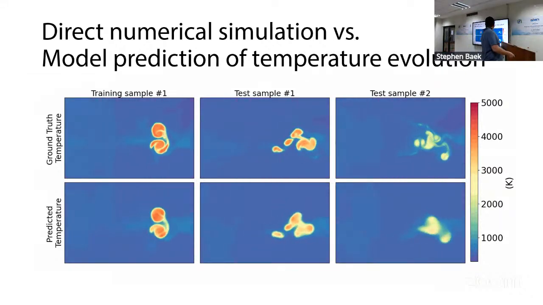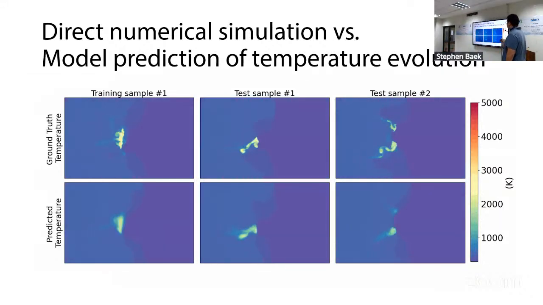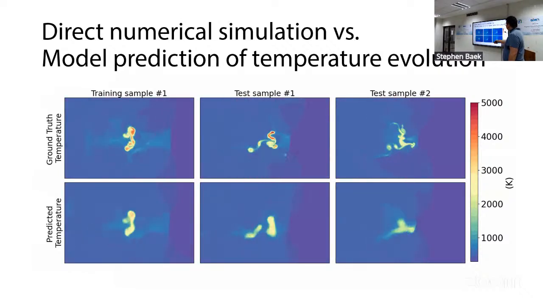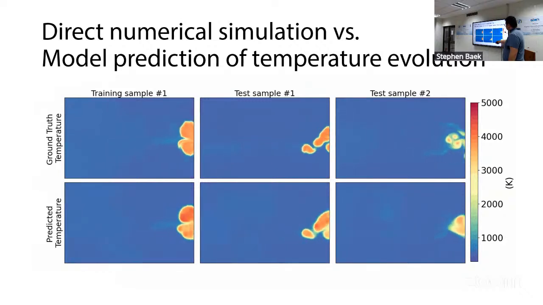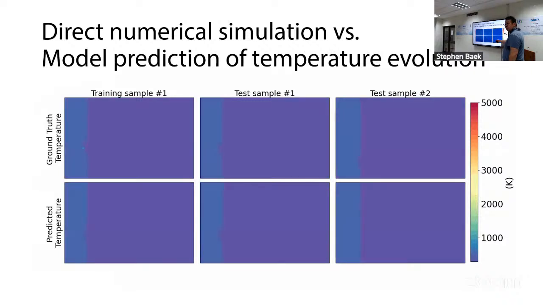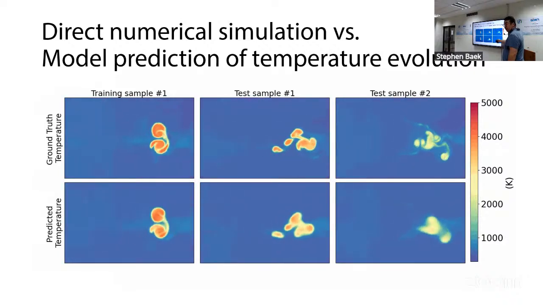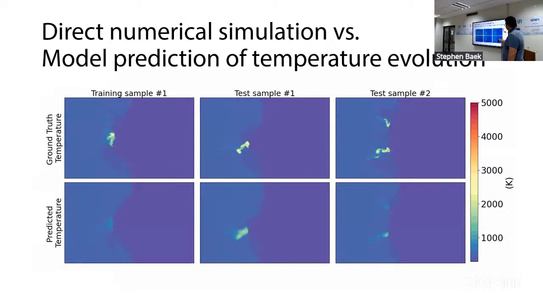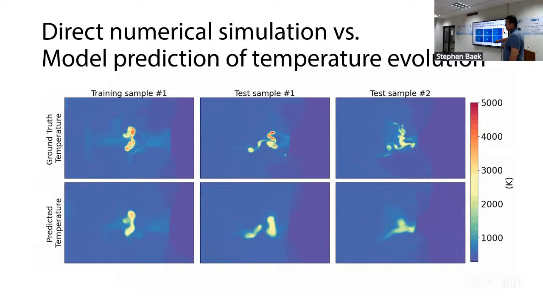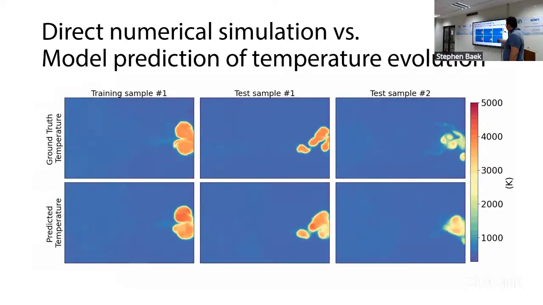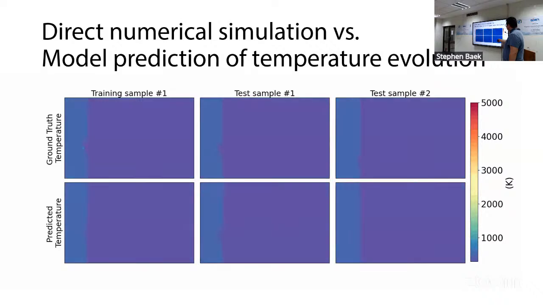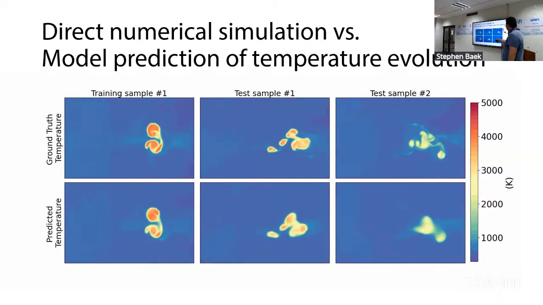And then as a result of that, this is kind of what we get. So the first column is a sample that was included in the training data set. So the model has seen this already. The second column and the third column, on the other hand, are the test samples. Those are set aside during the training, so the model has never seen them. And when we apply the model to those samples, this is what we get.